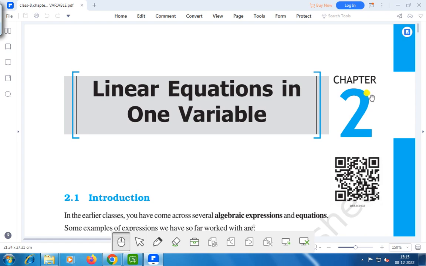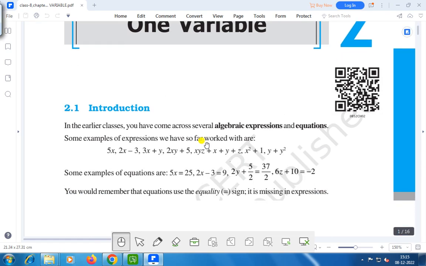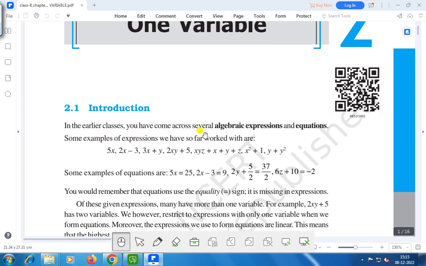Hello everyone. Today I shall discuss linear equations in one variable, that is chapter 2. Here is an introduction. In the earlier classes, you have come across several algebraic expressions and equations.